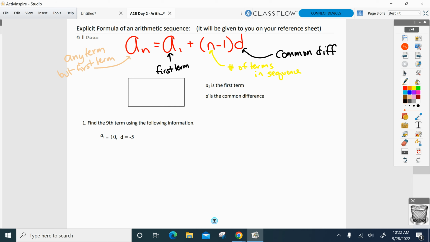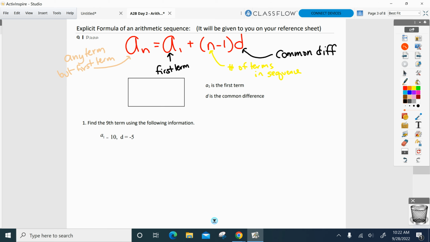You can only use this formula if it's what type of sequence? Arithmetic, yeah. It can't be any sequence I bust this out for. It's got to be arithmetic. Again, how do you know it's arithmetic? If I give you a list of numbers, how can you tell if it's yes or no arithmetic? You're adding a certain number. It's got a common difference.